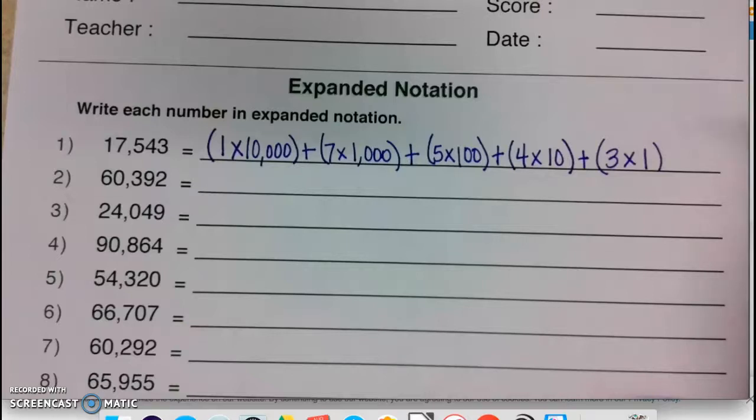Oh, hard to fit. Yeah. You'll get better at it, though. It's okay. All right. Let's look at the next number.